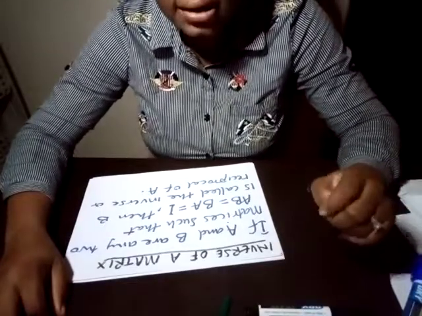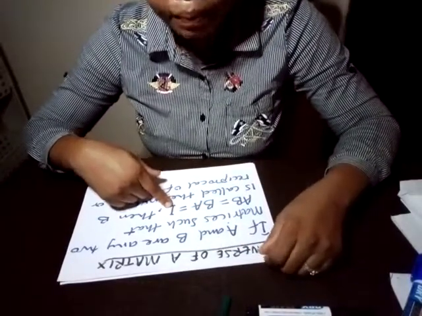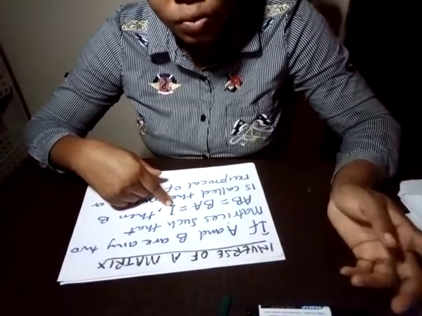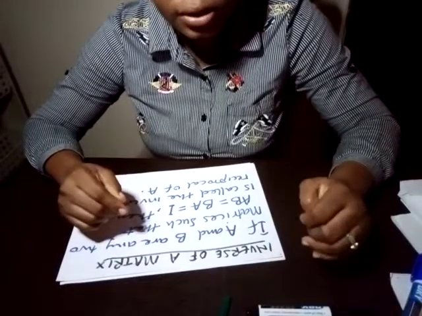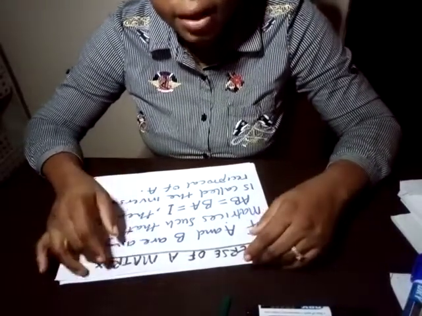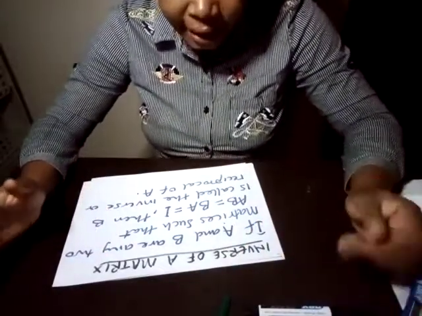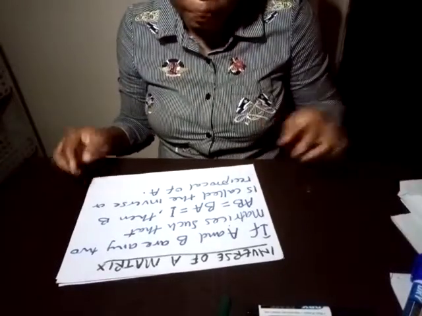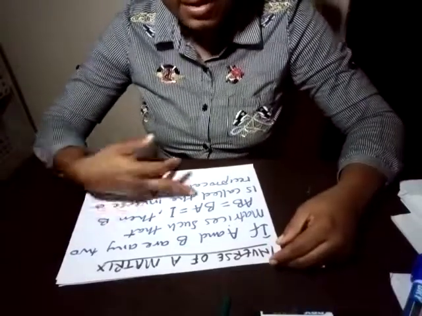If A and B are any two matrices such that AB equals BA equals identity, don't forget that I explained the types of matrices we have. It's called identity. What do we mean by identity or unit matrix? When you have 1 0 0 1, are you getting it now? So if A and B are any two matrices such that AB equals BA equals identity, then we say B is the inverse of A.